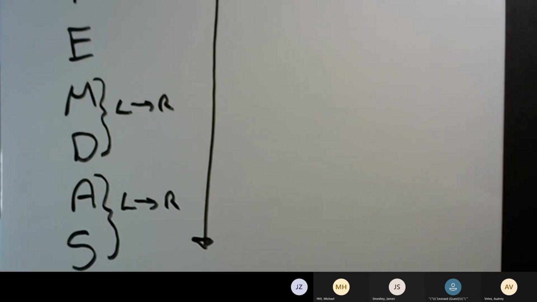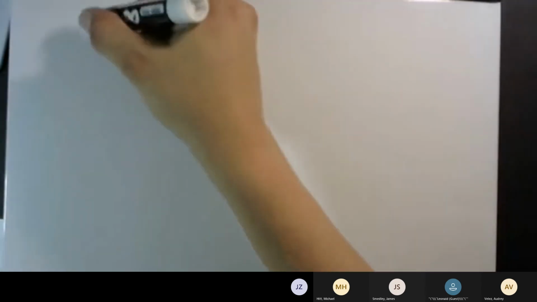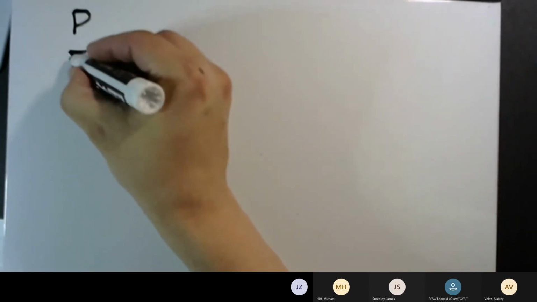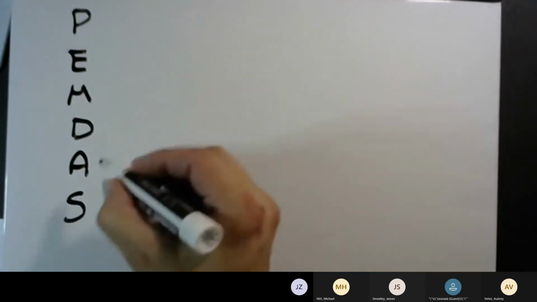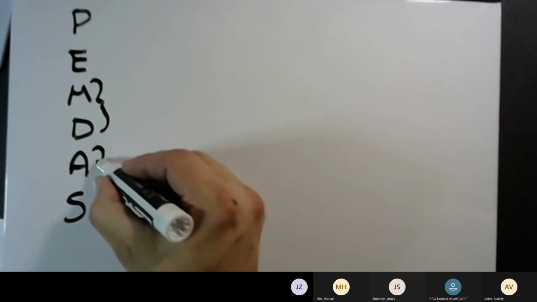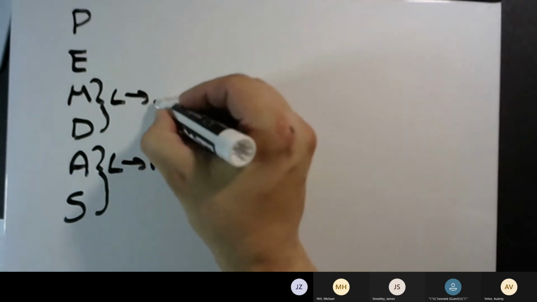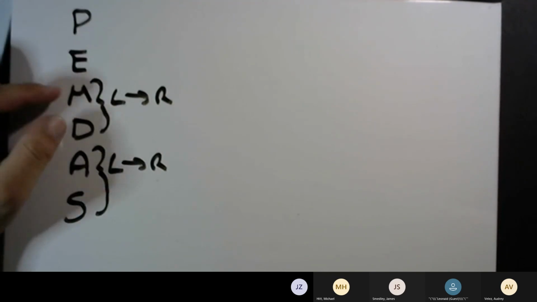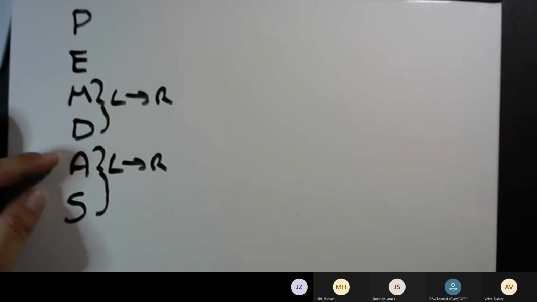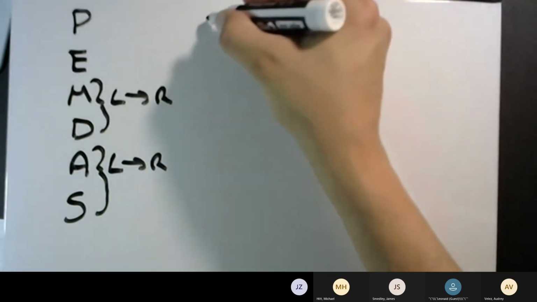Oh, shoot, you can't see that. Let me write that again so you can see it. Got a little overzealous with my PEMDAS. So when you're doing arithmetic: parentheses, exponents, multiplication and division from left to right, addition and subtraction from left to right. So this is what we do for arithmetic.